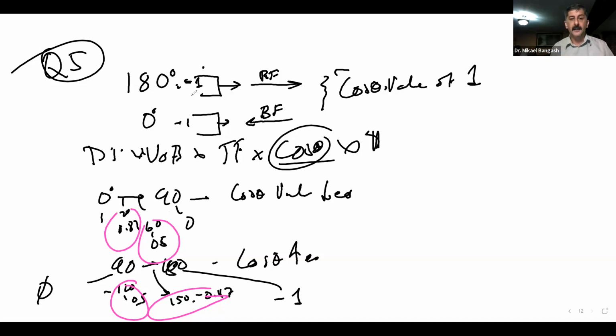Did you ladies get that? So you're not going to get a question that's going to ask you what is the cosine theta value of a 30-degree angle? No.